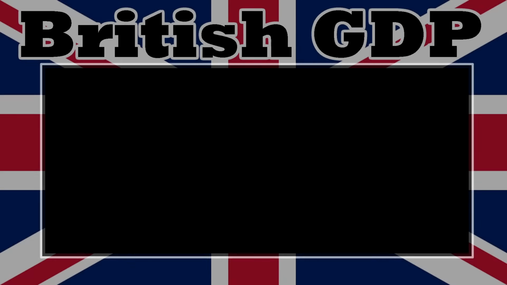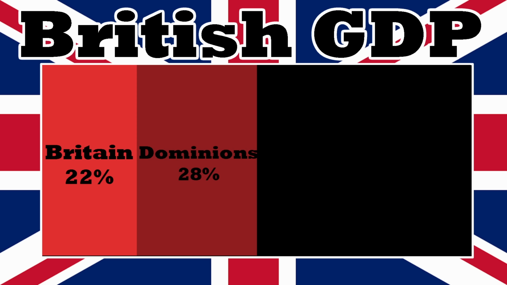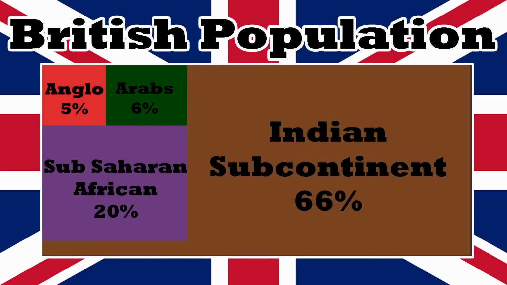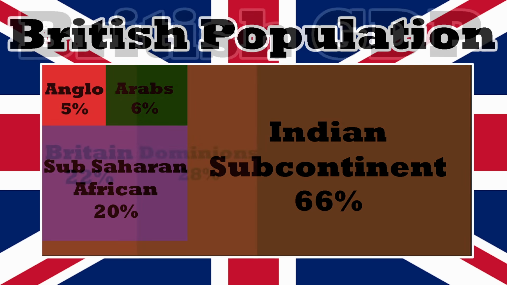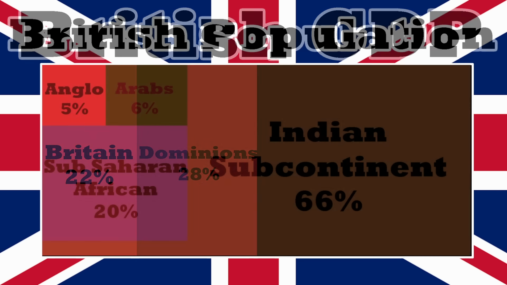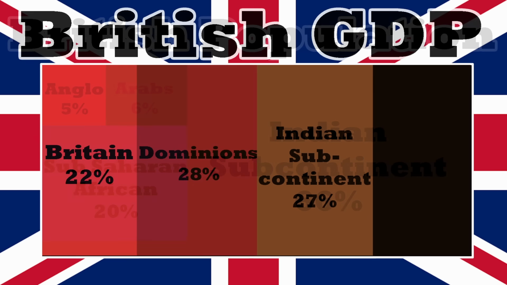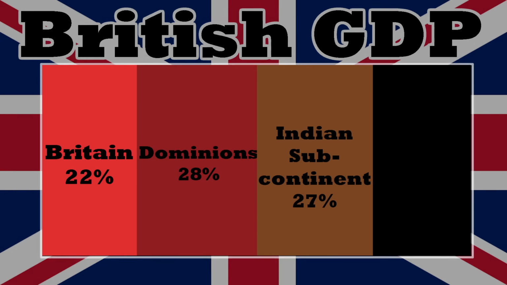Britain itself still holds 22% of the economy of the empire, while the developed former dominions hold around 28%. This means that the 5% Anglo population of the empire holds around 50% of the empire's economic output, which is frankly insane. The 66% of the population in the Indian subcontinent only holds around 27% of the economy.